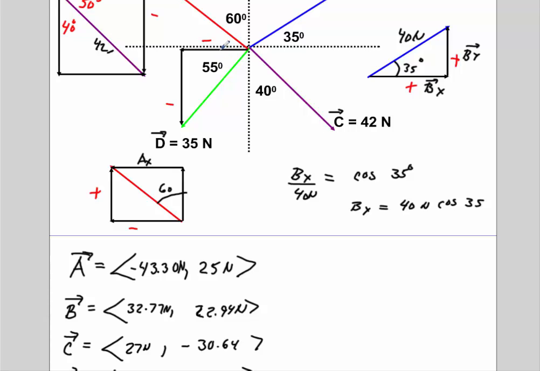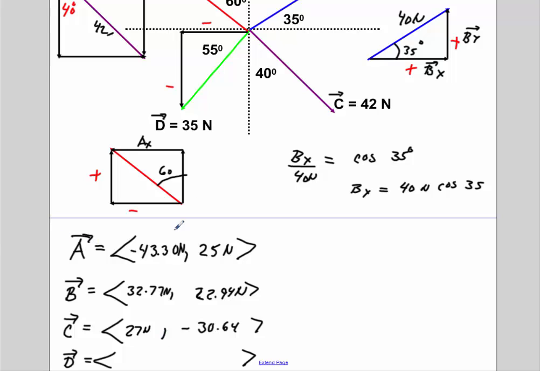So to do the horizontal, 35 cosine 55. That gives 20.08. I make that negative. Comma. I go to the y component. 35 times sine 55, minus 28.67. I'm making it negative because it's going down. Make sure I add all the units here.